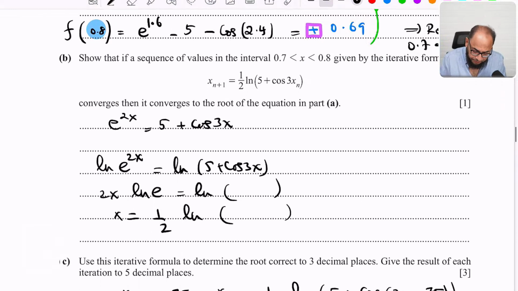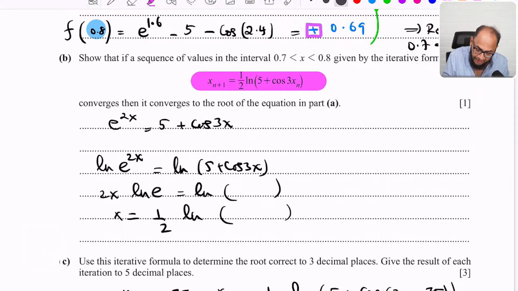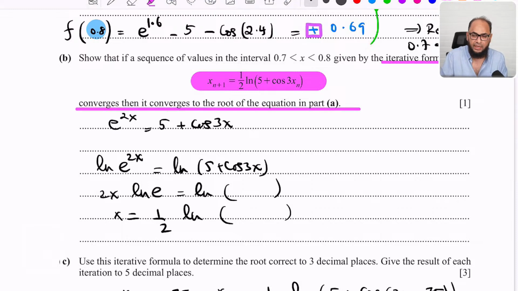The second part: show that if a sequence of values in the interval given by the iterative formula converges, then it converges to the root of the equation in part A. Let me just highlight this, this is the iterative formula. Now, what does that mean? That means that both these equations are exactly the same. It's just a different way of writing it out.